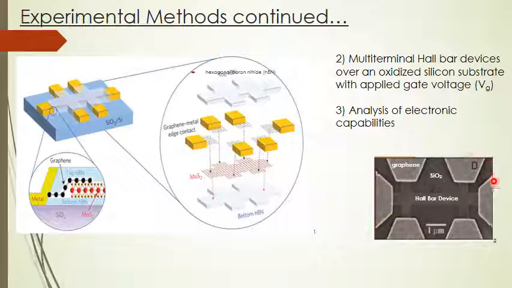Here is a scanning electron microscope image from the original research paper, showing what is shown in this computer-generated diagram. Here's the graphene film deposited over a silicon dioxide substrate with the Hall bar device shown in the middle in a cross section.